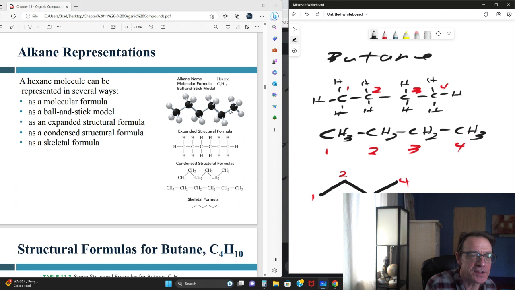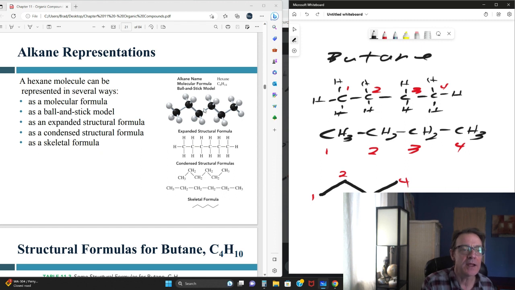Hexane, yeah, ball and stick. I'll just go through some ball and stick, expanded structural, condensed structural, and skeletal versions of hexane. Hexane has nothing but carbon to hydrogen bonds, single bonds, with 6 carbons: 1, 2, 3, 4, 5, 6.